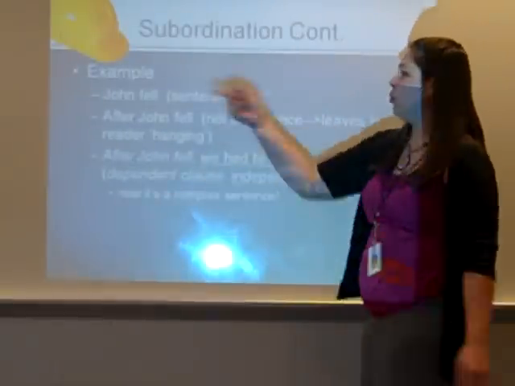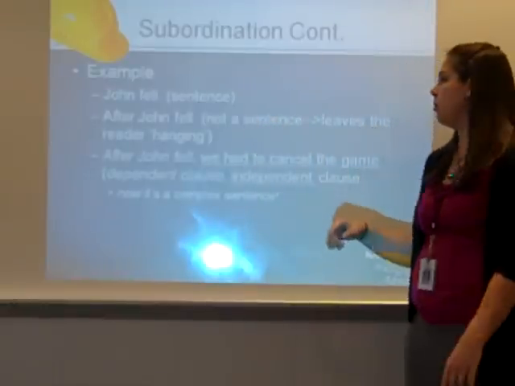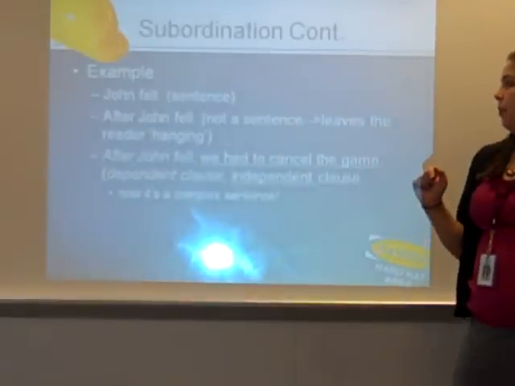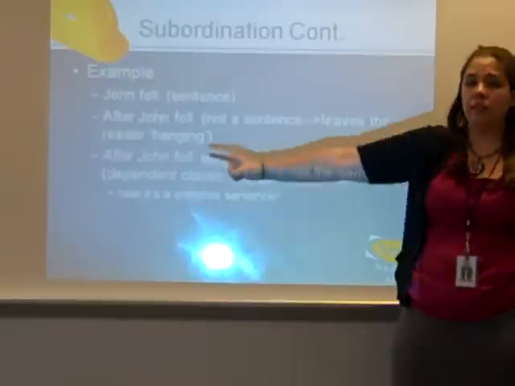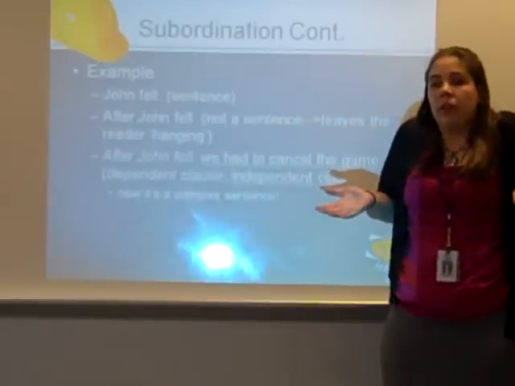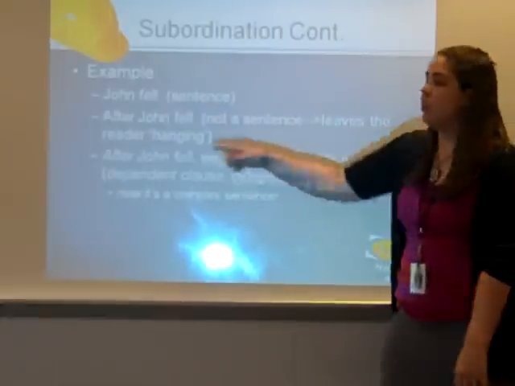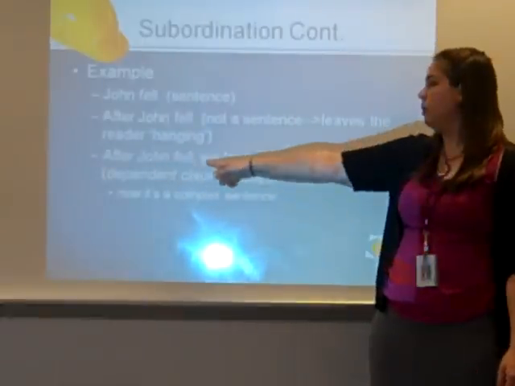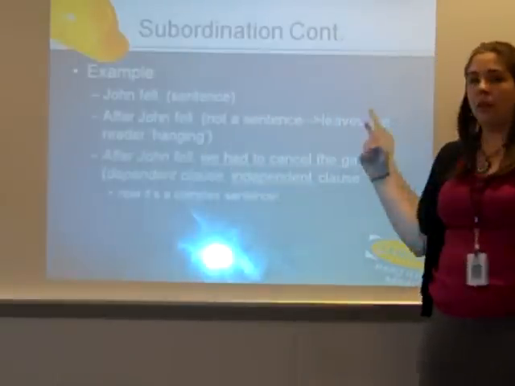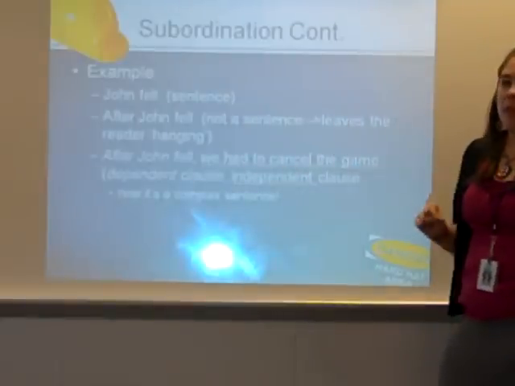An example of this: John fell. That is a simple sentence. It's a complete independent clause. Then we throw in our subordinating conjunction: after John fell. This is no longer a sentence. It leaves the reader hanging. What happens after John falls? Does he bust his head open on the concrete and do his brains explode all over the field? We don't know. So we have to tell him. After John fell, we had to cancel the game. This is now our independent clause, and this is our dependent clause. Now it's a complex sentence.